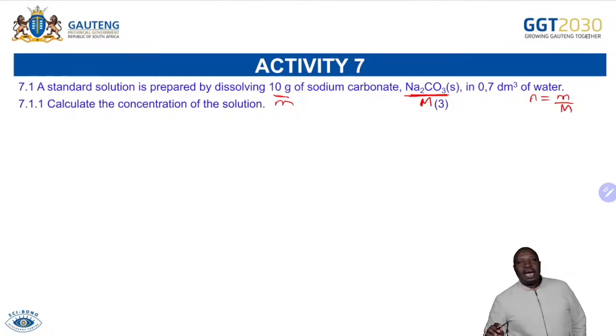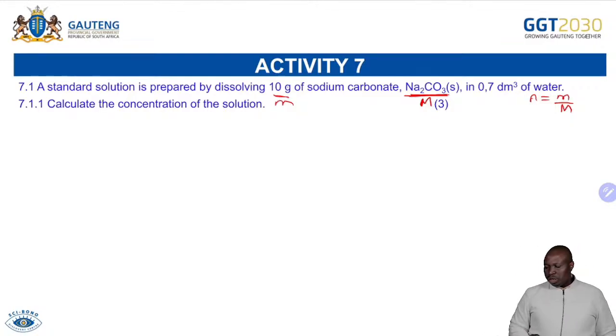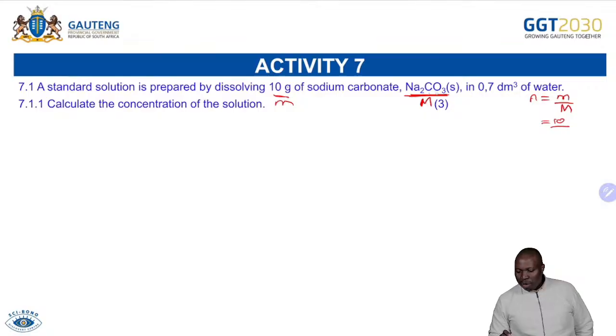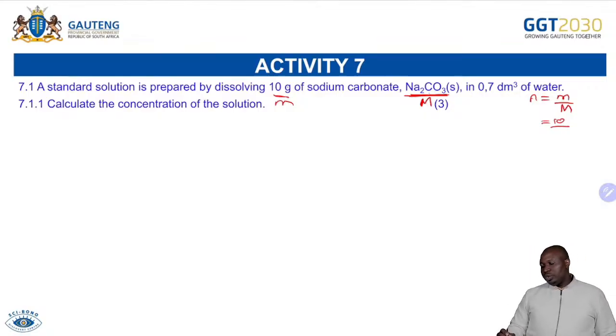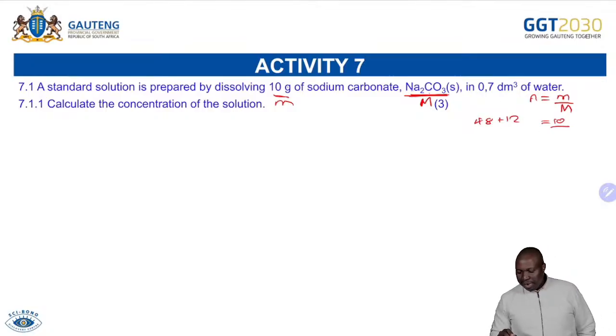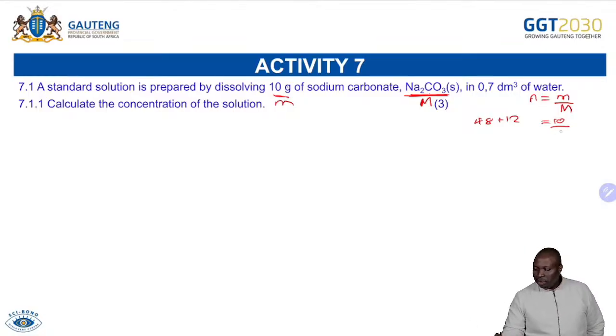Look at the first question there. Calculate the concentration of the solution. We always encourage you to follow this method. Number of moles is mass over molar mass. I can take the mass as 10 grams, and the molar mass of sodium carbonate is 23 times 2, which is 46, plus 12 for carbon, plus 48. 48 plus 12 is 60, 60 plus 46 is about 106. Then you divide by that and get your number of moles.